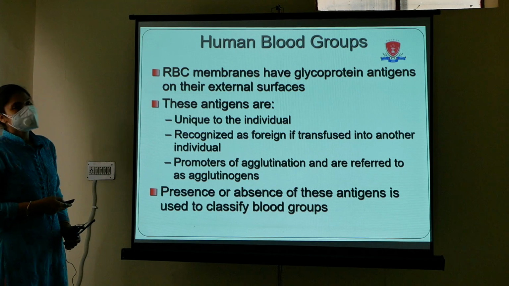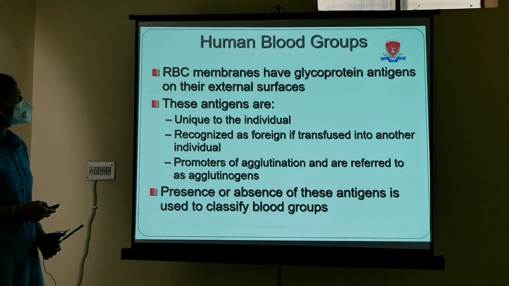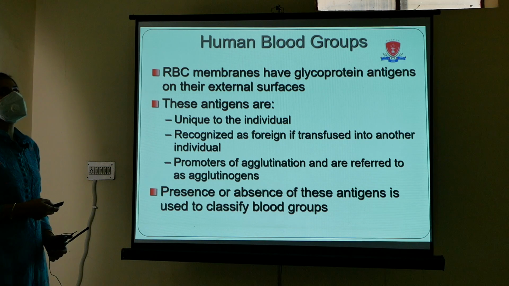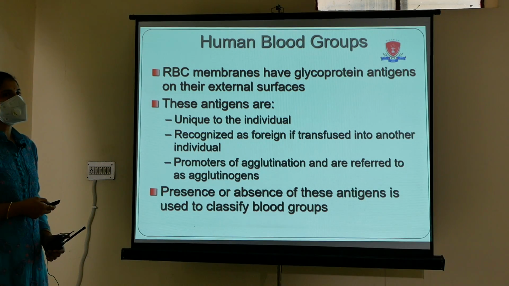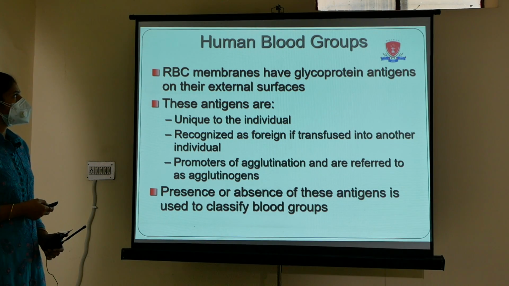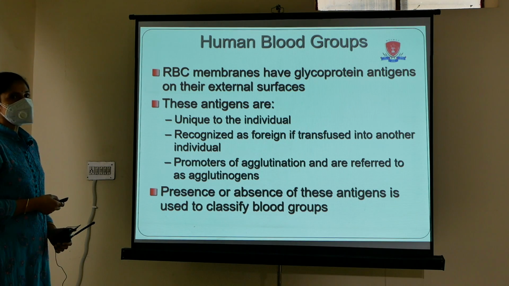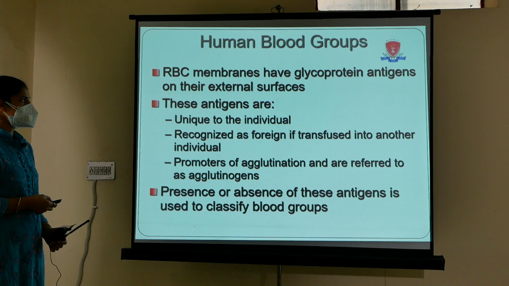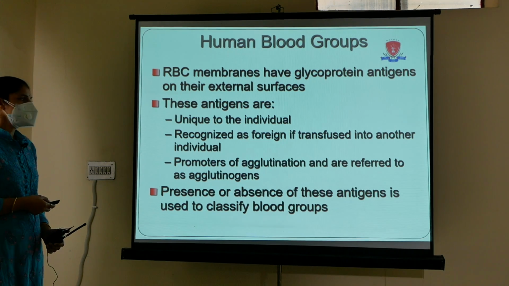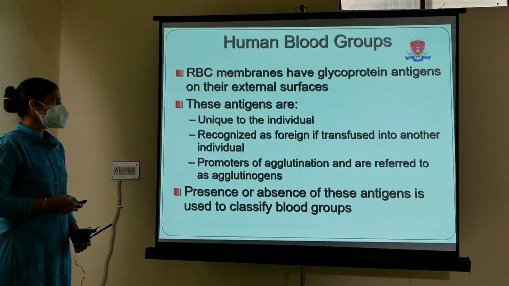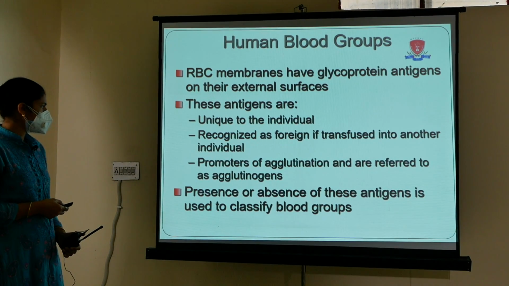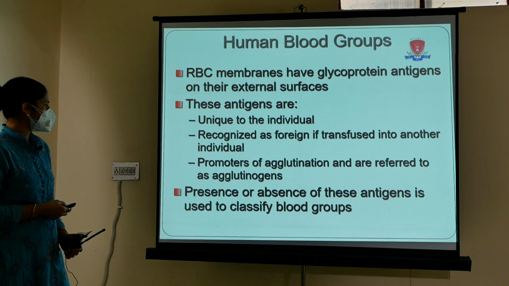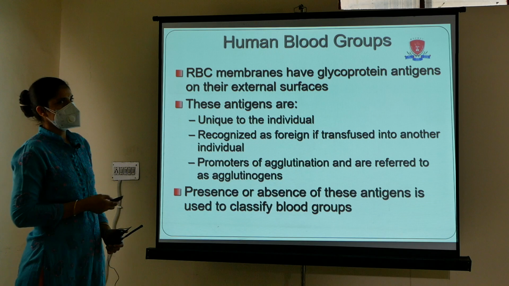Human blood groups. Human blood groups can be determined on the basis of the presence of antigens on the surface of the RBC membrane. The RBC membrane has glycoprotein antigens on its external surface, and these antigens are unique to the individual and are recognized as foreign if transfused into another individual. So they are promoters of agglutination and are referred to as agglutinogens. The presence or absence of these antigens is used to classify the blood group.